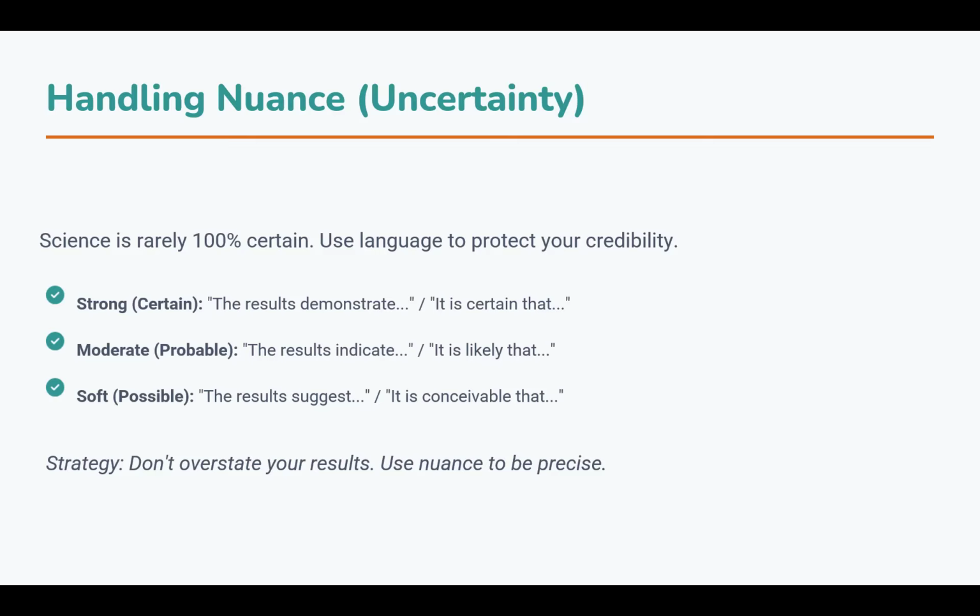And if you want to reduce the certainty of your result, you can do it with language once again. Results indicate, not demonstrate. This time it's indicate. It is likely that, you are hedging your statement. And if certain things are only possible, you can indicate them softly. The results suggest that, it is conceivable through this data that. Don't overstate your results, right? Use nuance to be precise. Language is a way that you can convey emphasis, either strong, moderate, or soft.